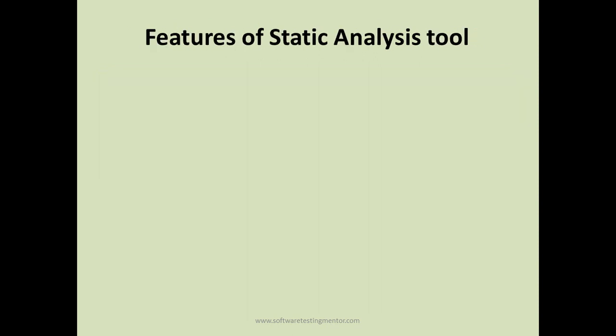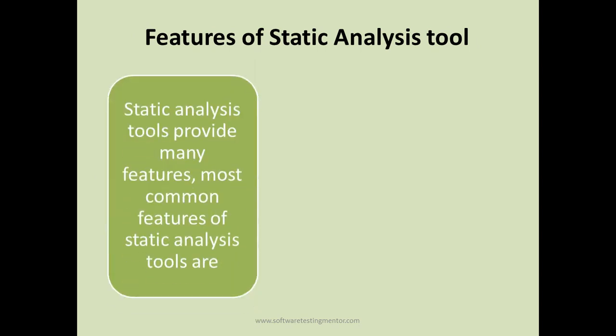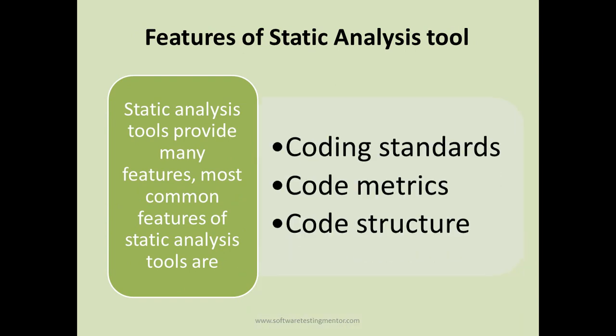Now, what are the features of static analysis tools? Let's discuss the main features provided by static analysis tools. These are the three main features. The first one is coding standards, certain coding standards that you can follow. It provides information on code metrics, and it provides information on code structure as well. So let's discuss these features one by one.